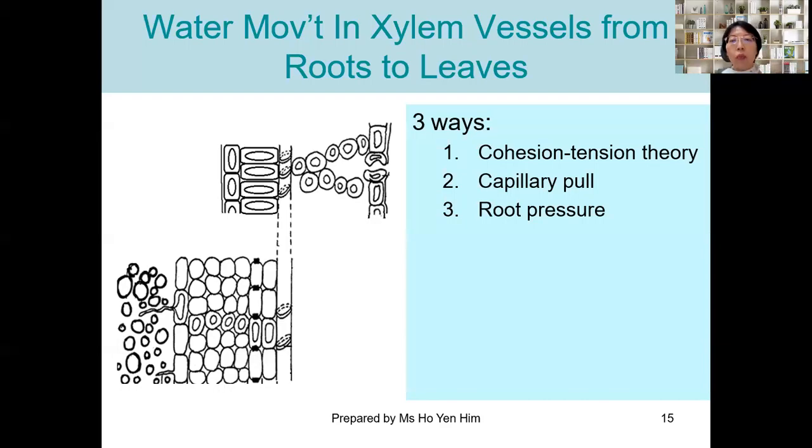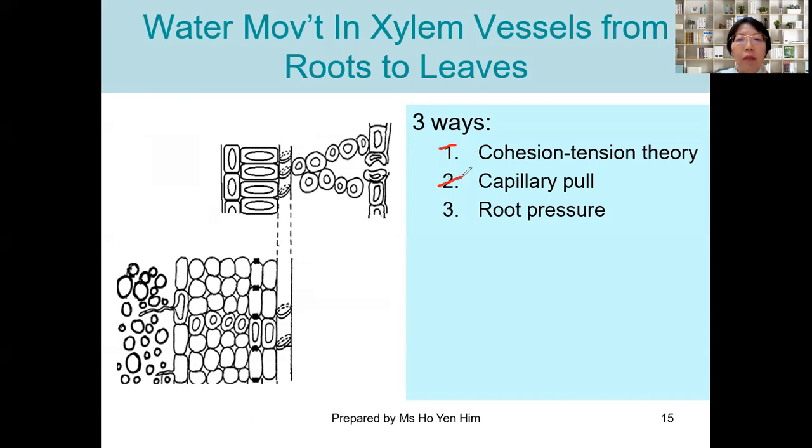So we have looked at three ways that water can move up the xylem vessel, from the root to the stem to the leaf. Number one is cohesion tension theory, which we already explored yesterday. It involves cohesion, which is hydrogen bond. Tension is the suction force or the negative pressure or the pulling force due to the evaporation of water, plus the cohesion that pulls the string of water molecules up the xylem vessel and into the palisade mesophyll cells in the leaf. So this is cohesion tension theory, or transpirational pull.